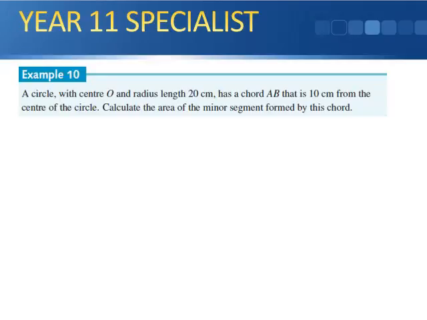Number 10. A circle with centre O and radius length 20 centimeters has a chord AB that is 10 centimeters from the centre of the circle. Calculate the area of the minor segment formed by this chord. So I'm going to quickly draw one. I'll draw it over here. There's my circle. There's my centre there. I better label that O. So there we go. There's my chord A and B.